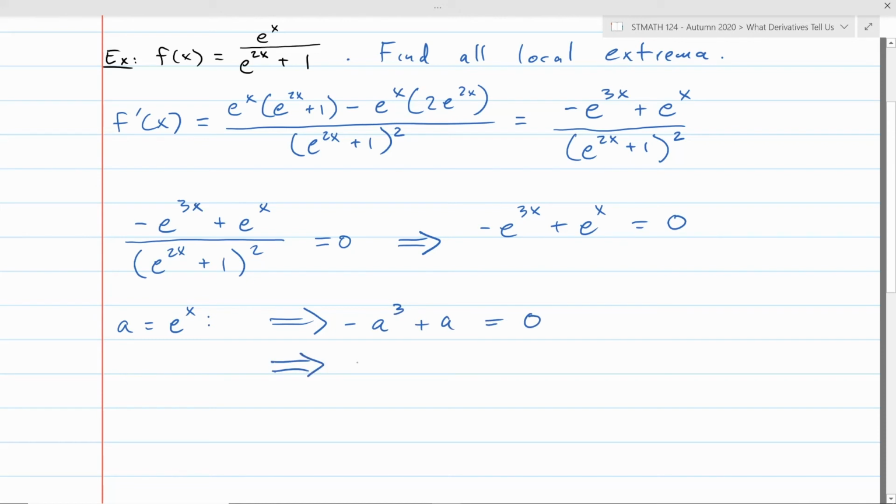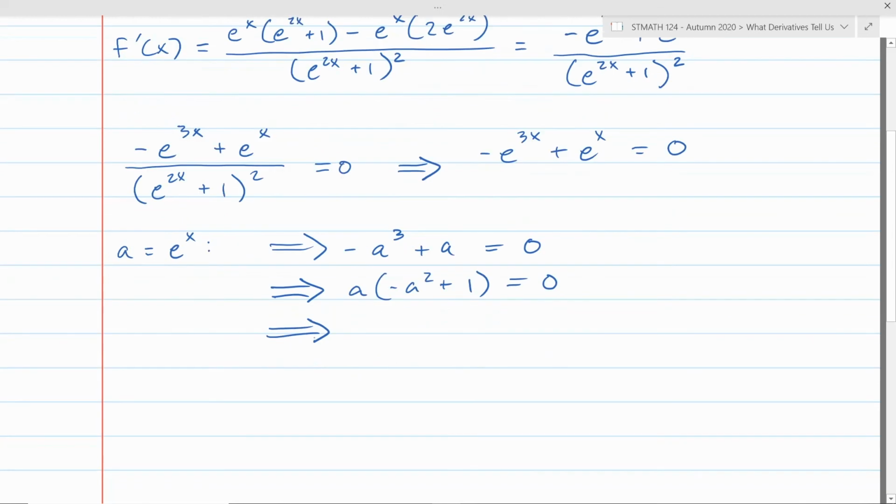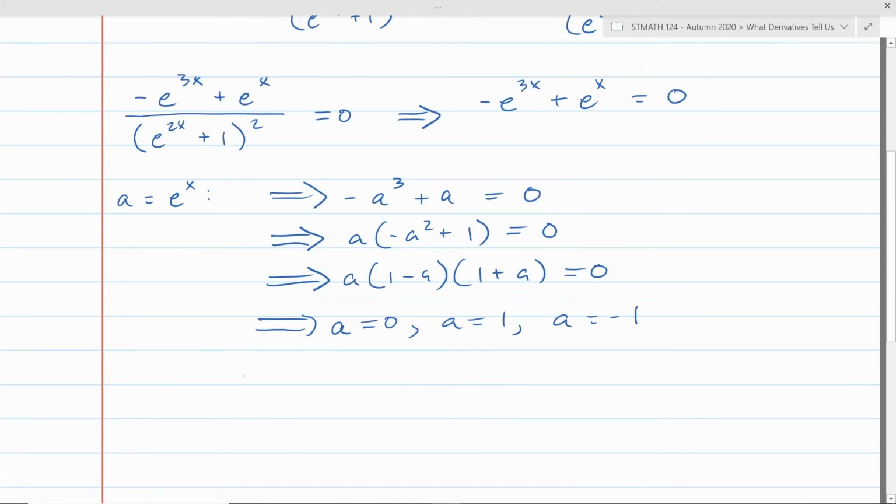So there I could factor an a out. I'd get a times negative a squared plus 1 equals 0. And then I'd get a times 1 minus a times 1 plus a equals 0. So setting those three factors individually equal to 0, I'd get a equals 0, a equals 1, a equals negative 1. But remember what a is. a is e to the x. So this is e to the x equals 0, e to the x equals 1, and e to the x equals negative 1.